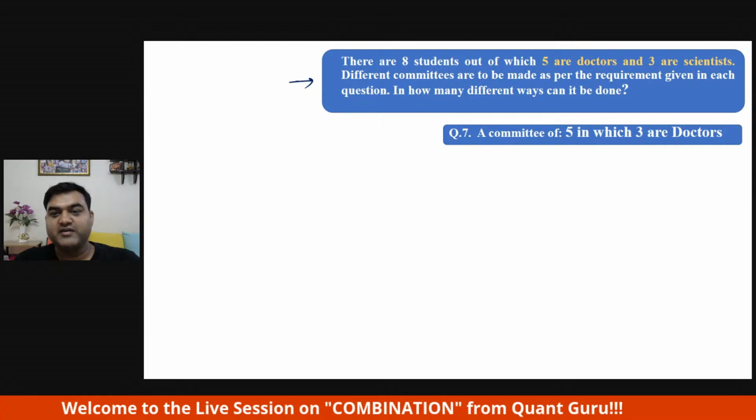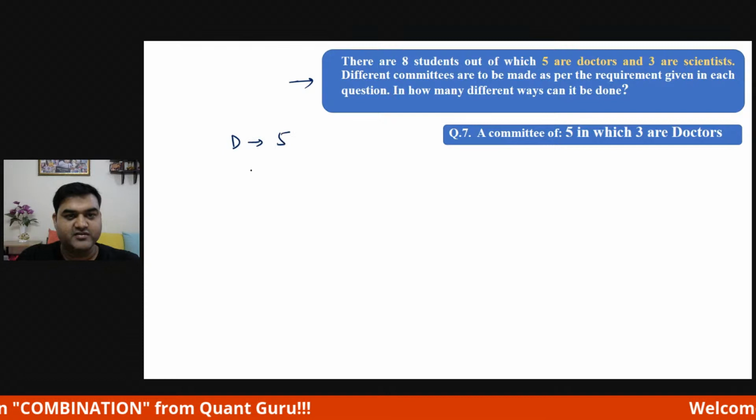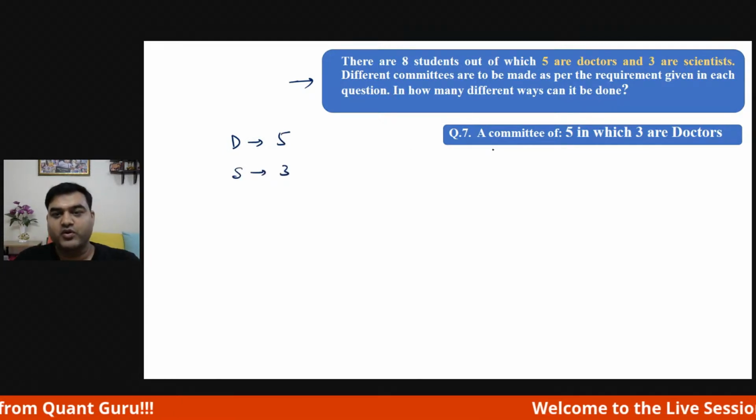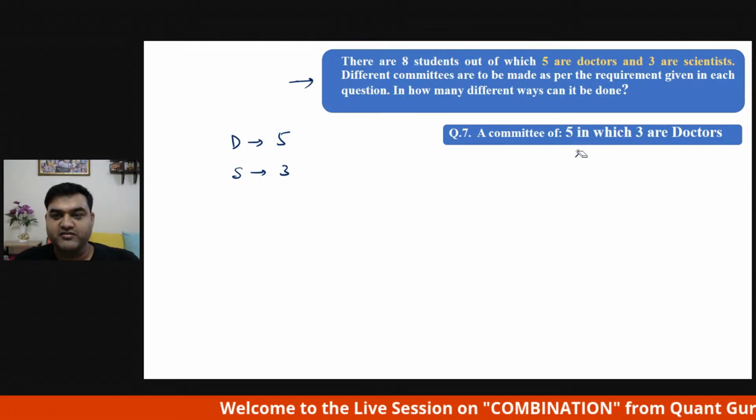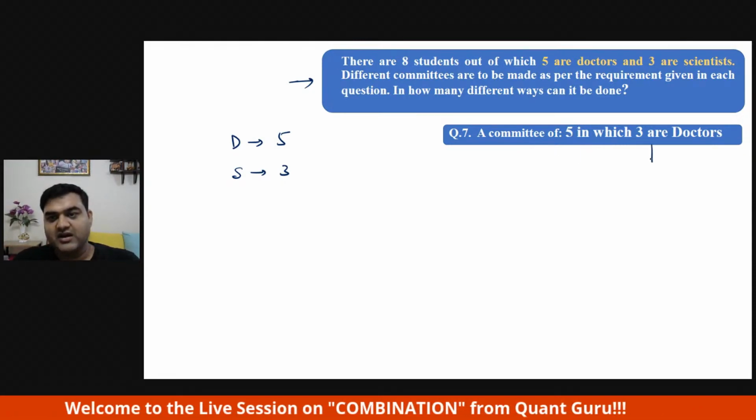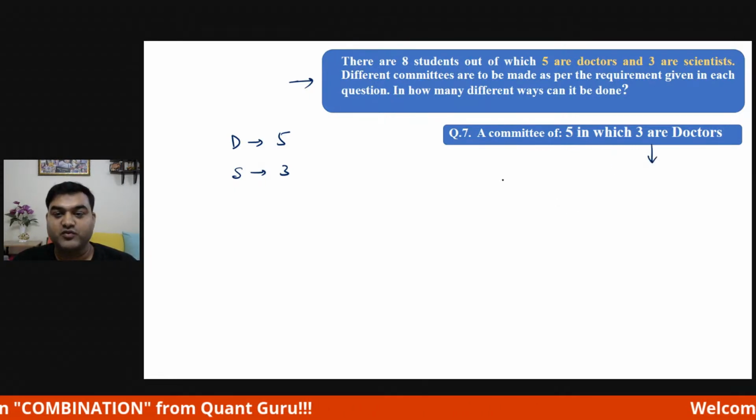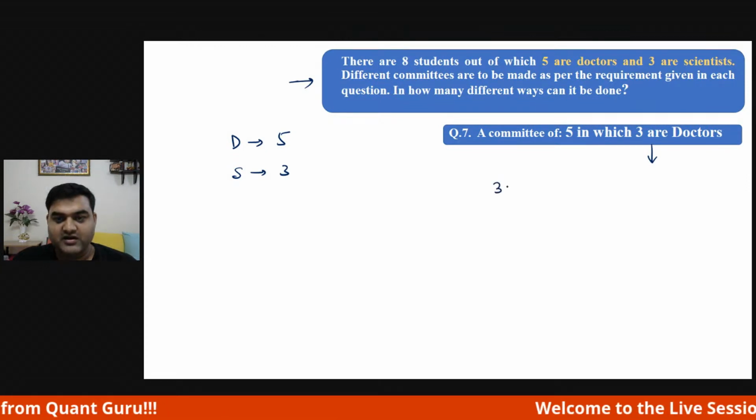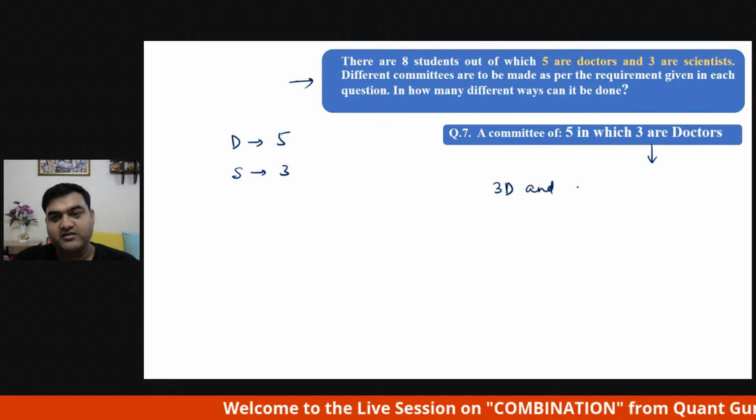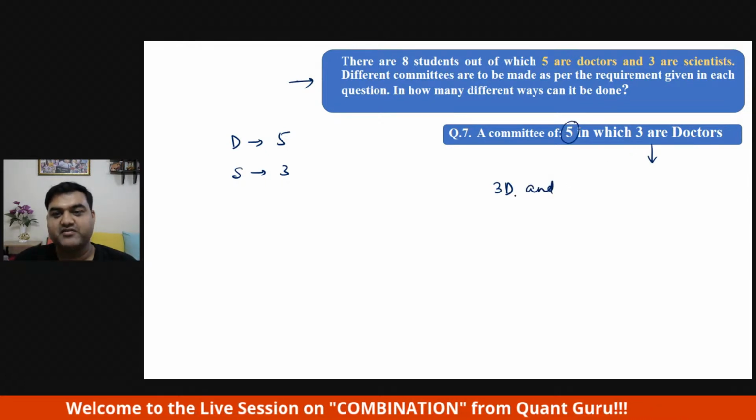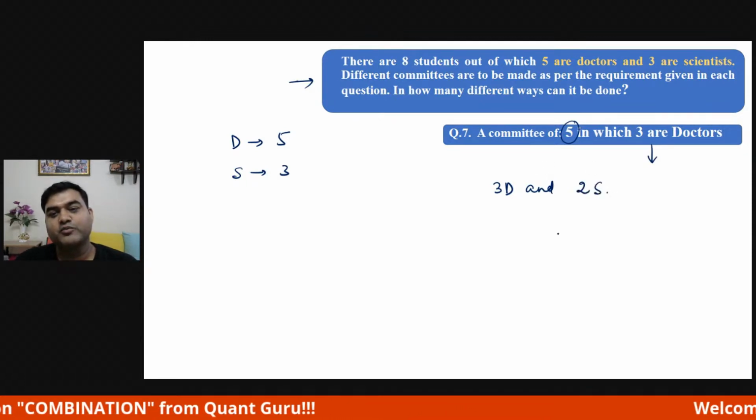What we have to find? We have to find a committee. You remember this one? How many doctors are there? 5. How many scientists are there? 3. A committee of 5 in total, in which 3 are doctors. Try to understand. 3 are doctors means what? We have to take 5 in total, so if 3 are doctors, the remaining 2 will be scientists only, no? Hope you understood.